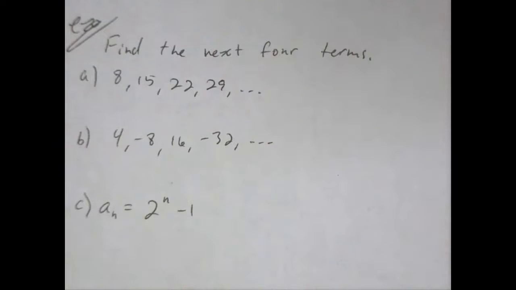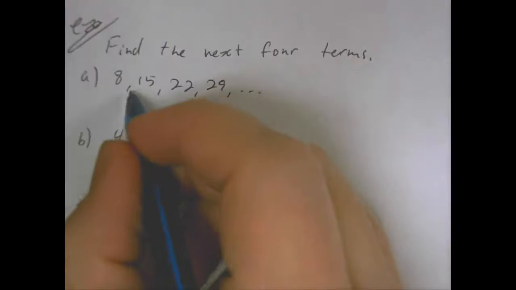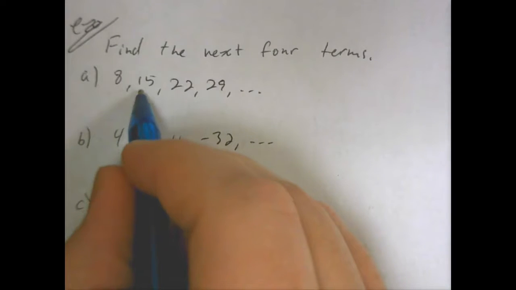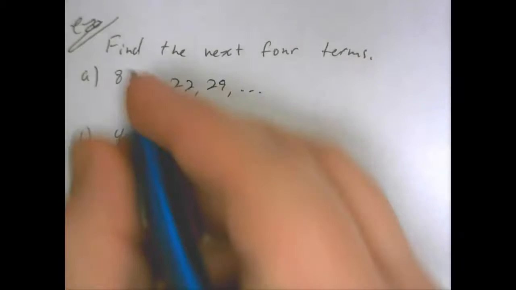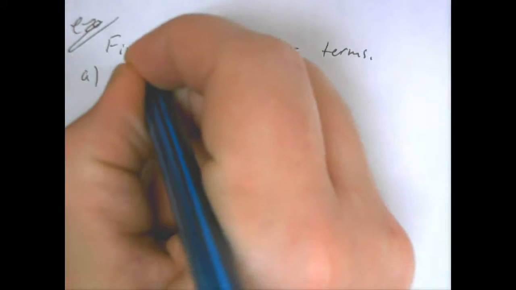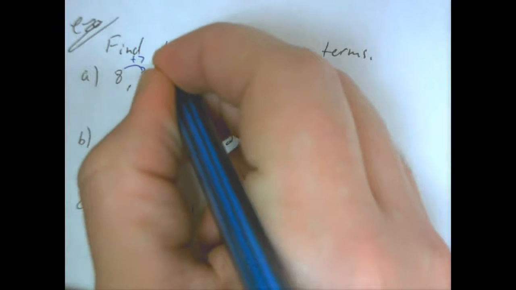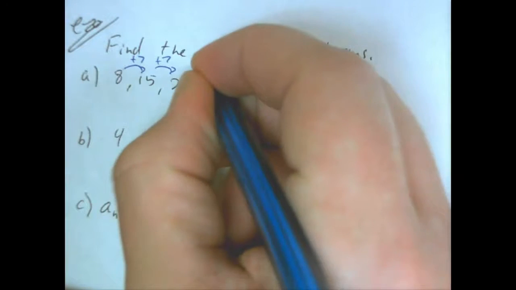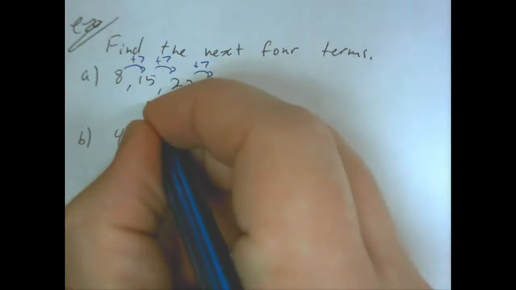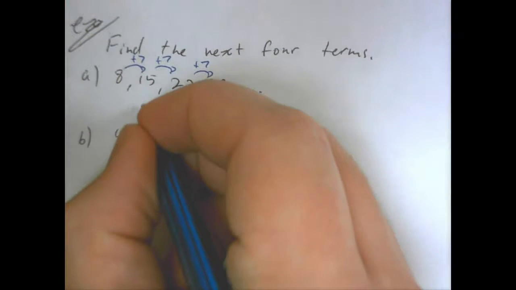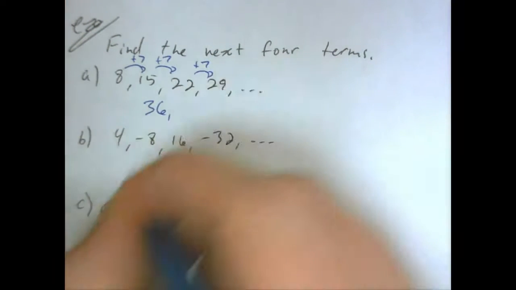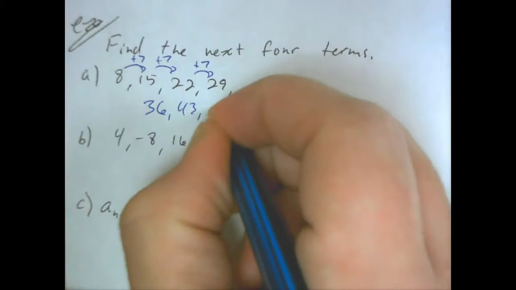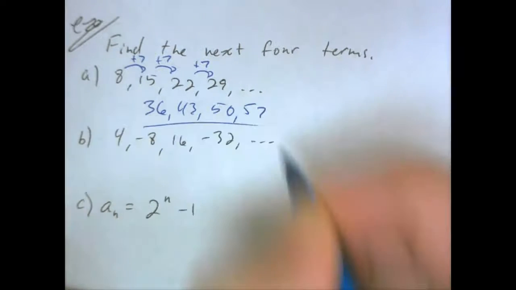So let's explore some about actually working with sequences and series. Okay, so first we're just going to look at series. It says find the next 4 terms. So in part A here, I have 8 to 15, 15 to 22, 22 to 29. It looks like it's doing plus 7 each time. So if I continue that pattern, the next number would be 36, plus 7 would be 43, and then 50, and then 57. There's my next 4 terms.